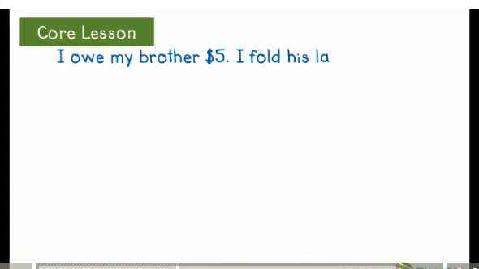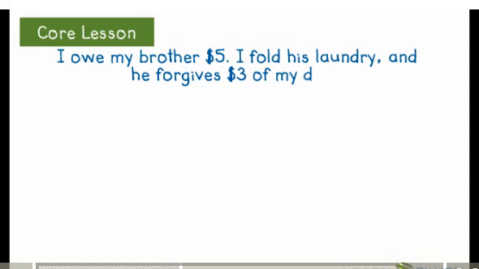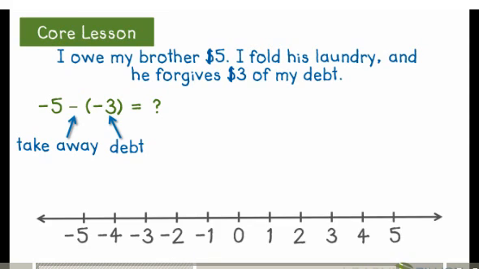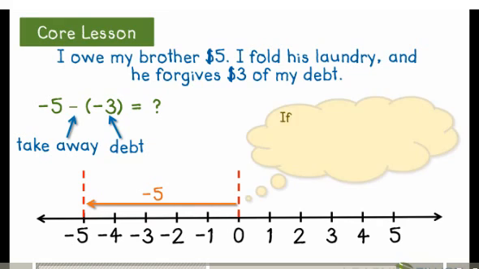I owe my brother $5. I fold his laundry and he forgives $3 of my debt. We're subtracting a -3 because my brother is taking away some of my debt. So on the number line, I move 5 units in the negative direction because this is the amount I'm already in debt.